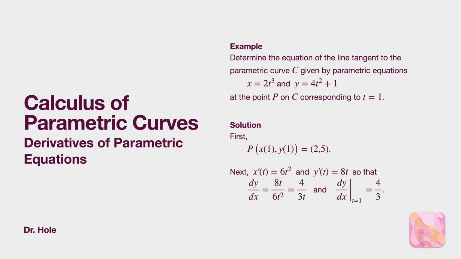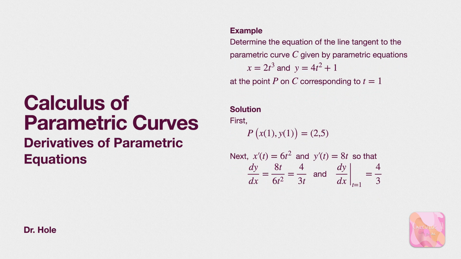Next, we want to use point-slope form. We have a point, so let's find the slope. Using the formula, we'll need to compute x prime and y prime, and then we take the quotient, y prime on top, x prime on the bottom. Simplifying, we get 4/3 t. Then we evaluate that function at t equal to 1. 4/3, that's our m value.